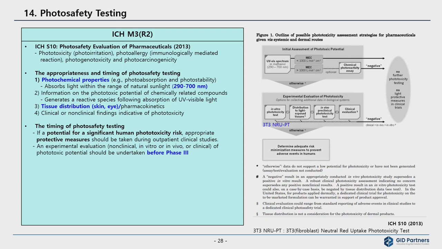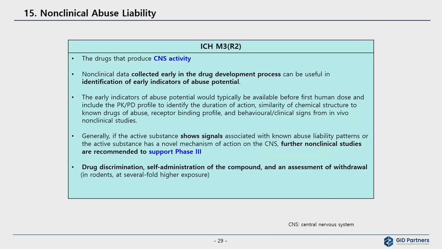And the phototoxicity is well described in S10. And the UV and visible spectrum absorption has to be looked at, and the retro study has to be done, and it has to be checked whether there is distribution to skin and eye. Depending on this, these clinical and non-clinical findings would indicate whether a phototoxicity study would be needed or not. And also abuse test sometimes is needed.